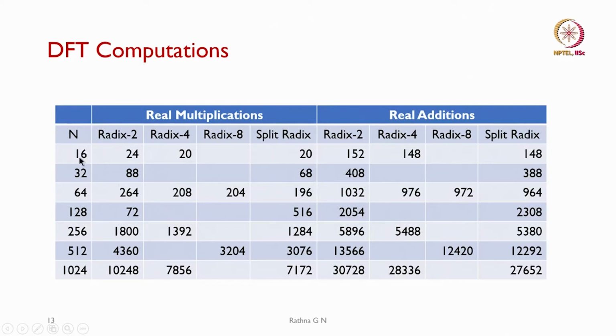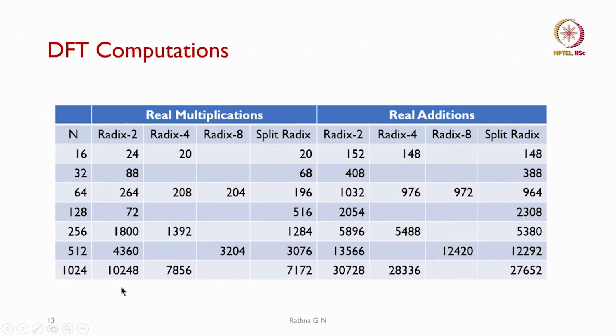As an example, the first case considered is n equal to 16, and radix 2 needs 24 real multiplications, whereas radix 4, as you can see, has come down to 20 real multiplications because this is a power of 4. Split radix also needs 20. For real additions, radix 2 needs 152 additions, radix 4 needs 148, and split radix is 148. We will see just the last one, 1024; the rest you can look at yourself.